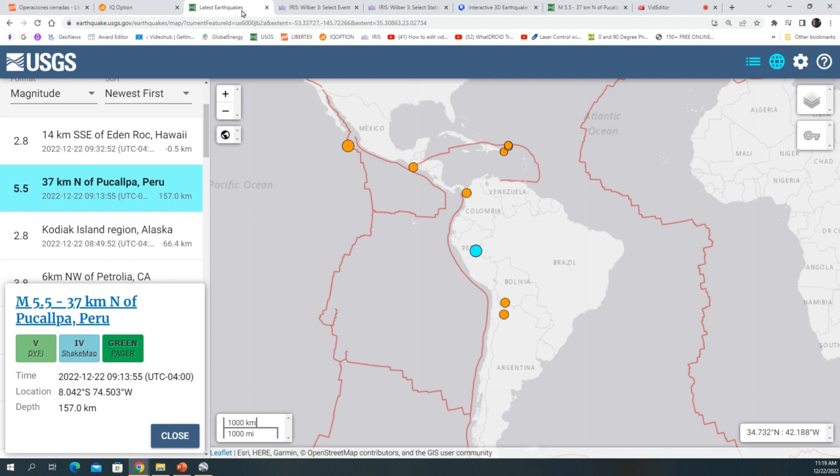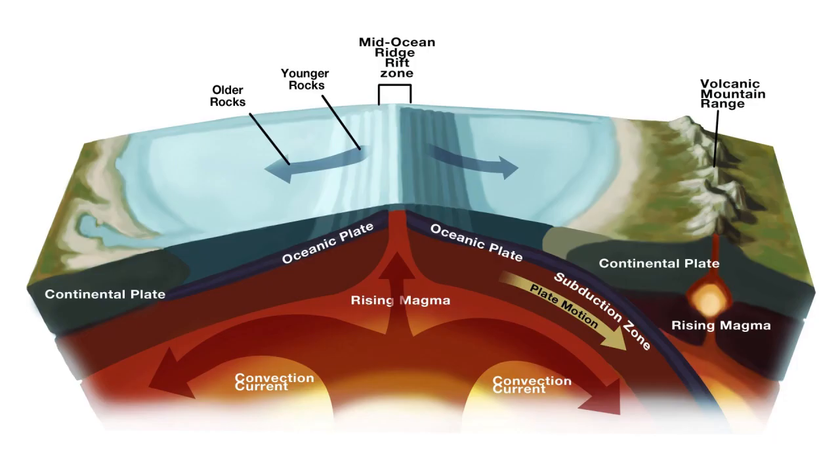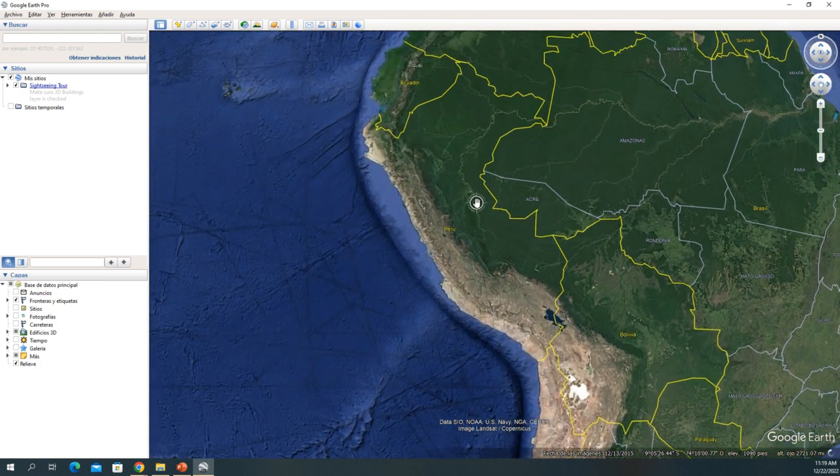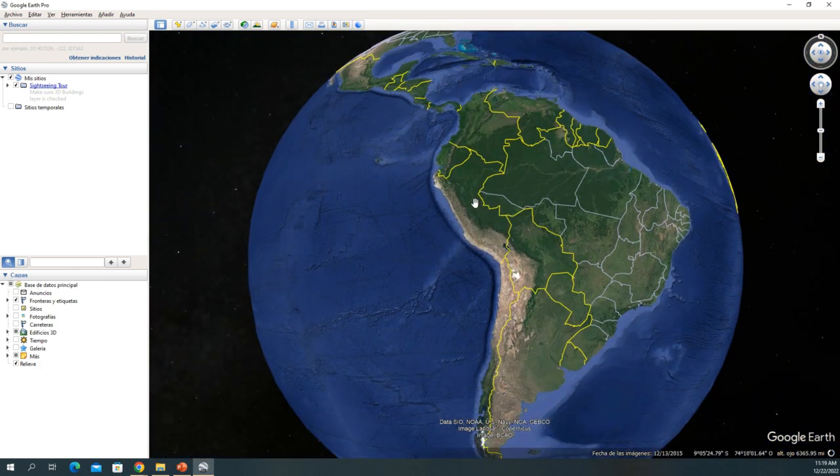Today is the 22nd of December of 2022, and we have a report early about a 5.5 earthquake in Peru. A very interesting place from the point of view of seismology because it's very close and located along the subduction part of South America. Let's look at it from the point of view of our nice Google Earth.